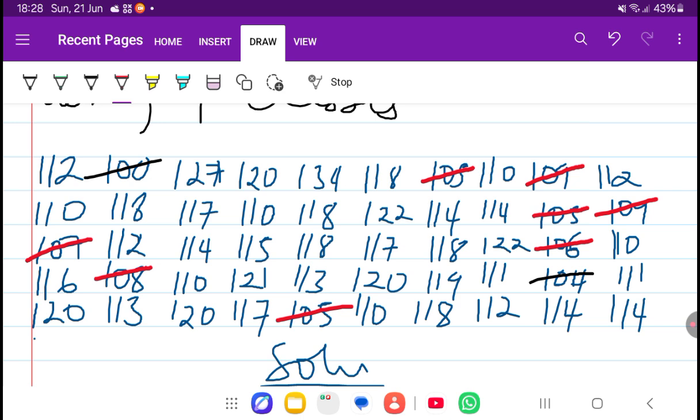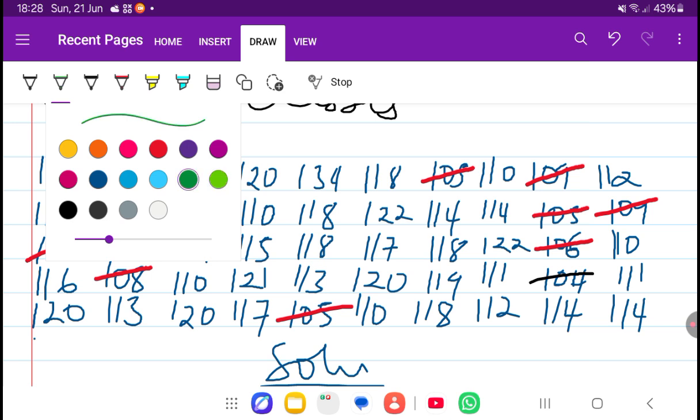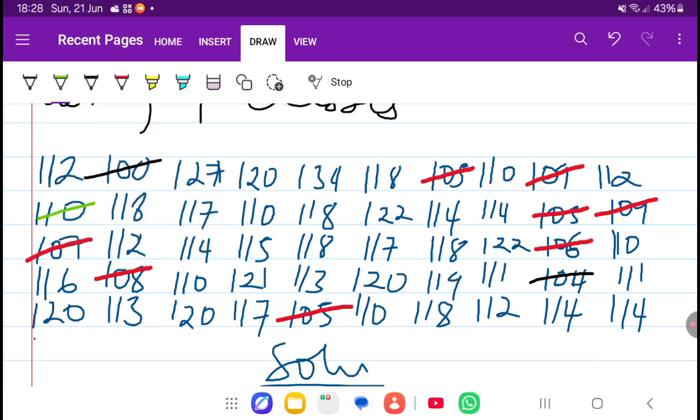Then you go to 110 to 114. You can use maybe a different color. Let me take green. So 110, we are stopping at 1. It is 110 to 114. So this is 112. This is 113. This is 114. This is 110.